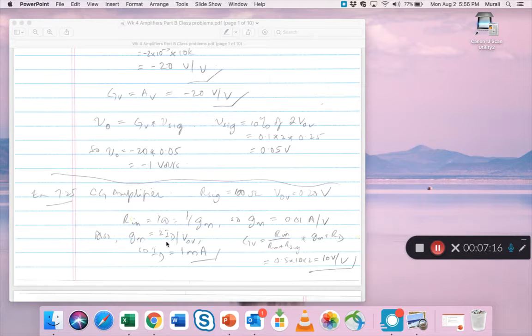Also, gm has another formula, 2ID by VOV. So from here, knowing gm is so much and VOV is given, you can find ID, the biasing current, as 1 milliamp. Given that Gv, the overall voltage gain, is this formula, Rin by Rin plus Rsig times gm times the drain resistance, which is given to be 2K, right?